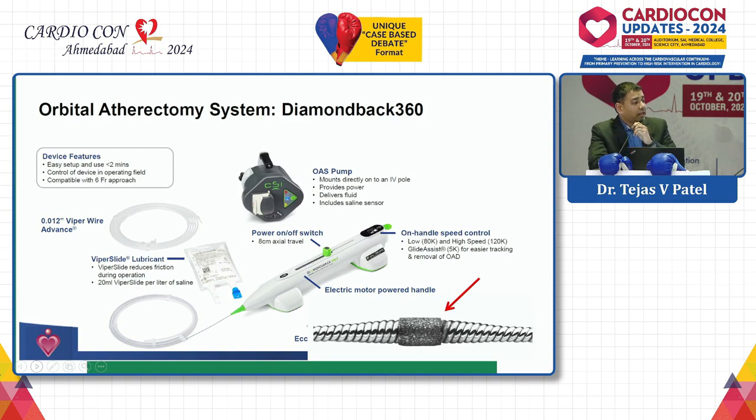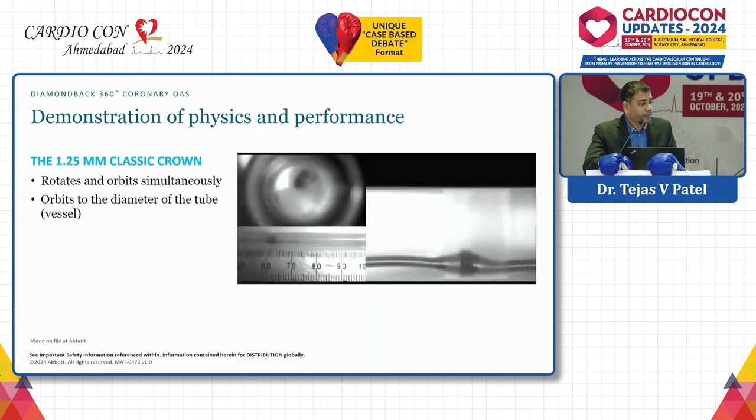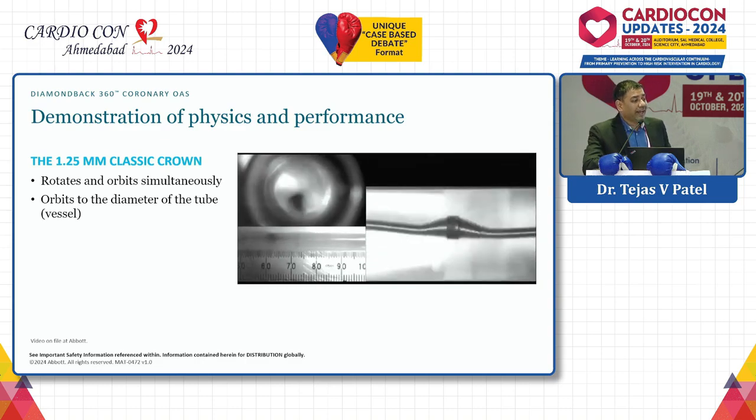the debate. So, orbital atherectomy, it's an old device, but now it has been changed with a new format, Diamondback 360. It's a single operator device, and you can see the crown, which is eccentrically moving. This is the crown. There are rotation speed buttons and everything is there. Wiper slide lubricant, the wiper wire, which is reasonably good for the maneuver. And it's an easy setup. We can do it with the 6 French catheter, and it doesn't take much time to deploy that. So this is the device with the crown. And it is basically a 1.25 millimeter classic crown.